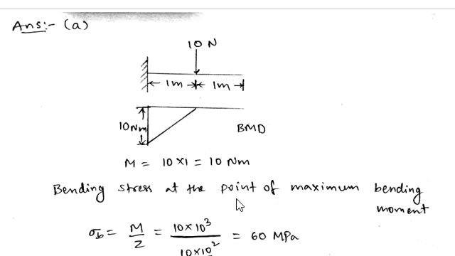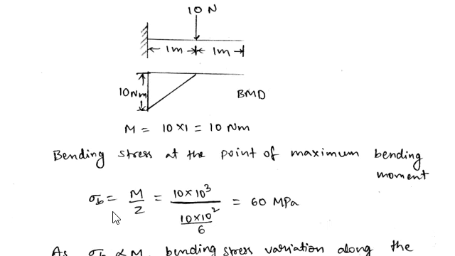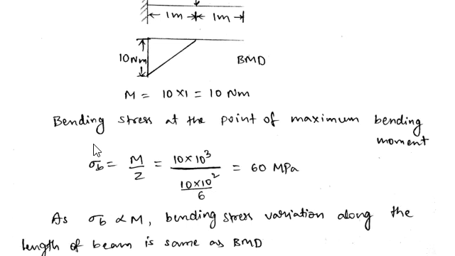Now the bending stress at the point of maximum bending moment. Here is the maximum bending moment, and if you find the bending stress at this point, sigma b is equal to M by Z. You can write this from the basic bending equation. M is the maximum bending moment, that is 10 Newton meter, converted to Newton mm: 10 into 10 to the power of 3.